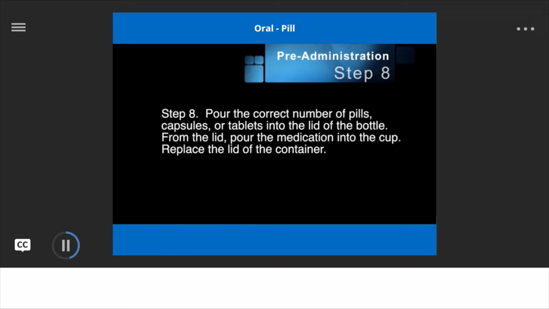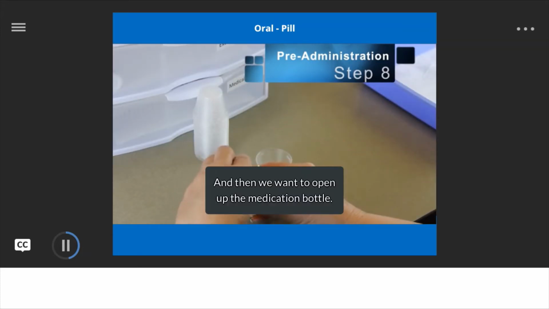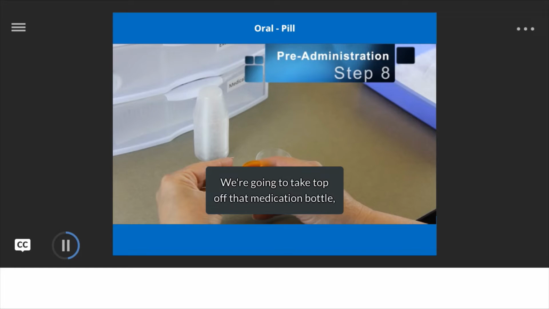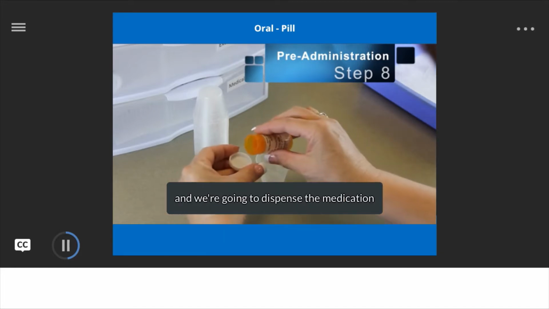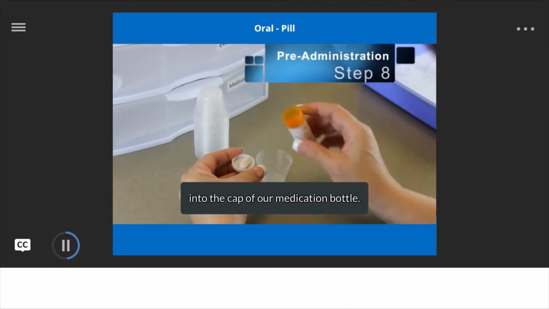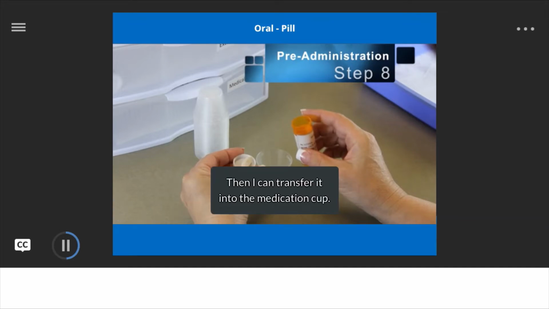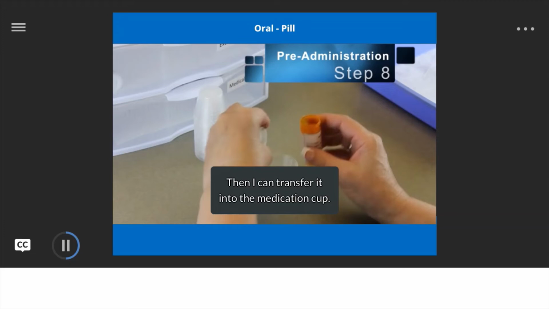Step 8. Pour the correct number of pills, capsules, or tablets into the lid of the bottle. From the lid, pour the medication into the cup. And then we want to open up the medication bottle. We're going to take the top off that medication bottle, and we're going to dispense the medication into the cap of our medication bottle. Then I can transfer it into the medication cup.